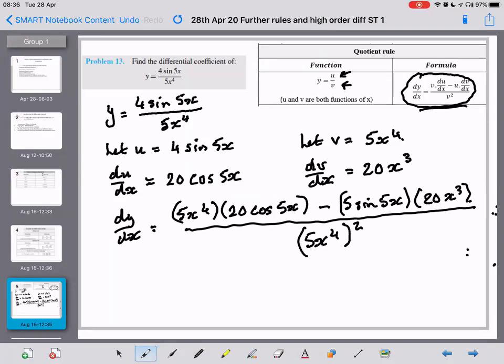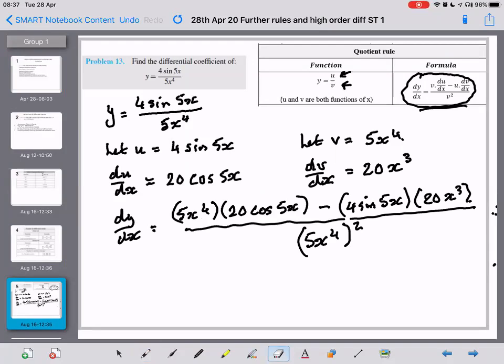Where did you get 5 sine 5x from? Oh, come on, mate. We've gone past that bit. That's u. Sorry, 4 sine 5x. Well spotted, that man. Okay. Am I correct now? Everyone happy with that?